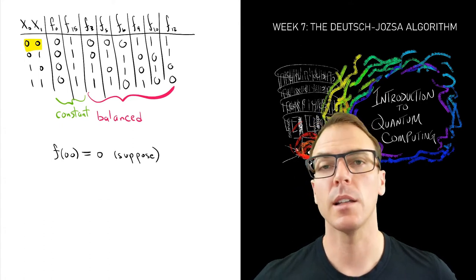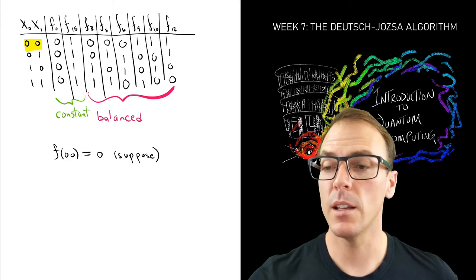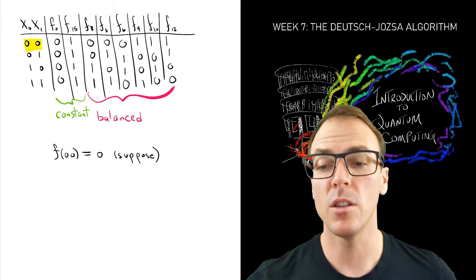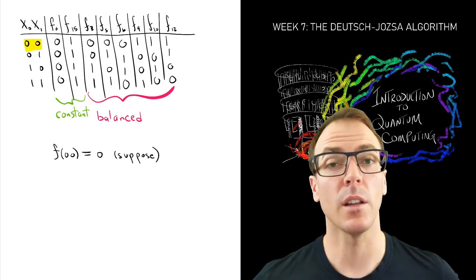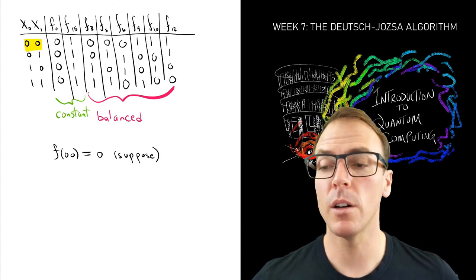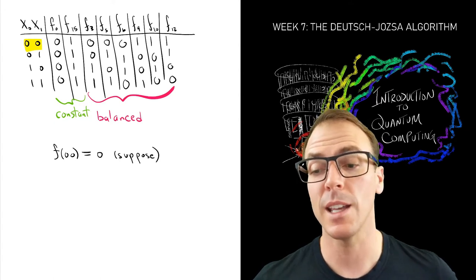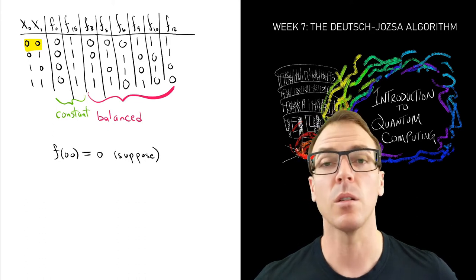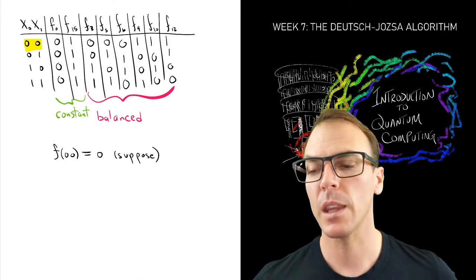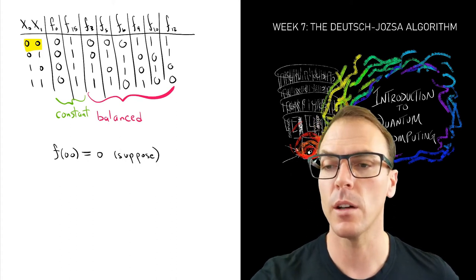What does this tell us? It certainly tells us that it is not F15, it is not F9, it is not F10, it is not F12. It's one of these other four possibilities. However, there is a constant function in that set of possibilities and a balanced function in that set of possibilities. So with this answer, we are not able to determine whether the unknown function is constant or balanced, so we need another query.